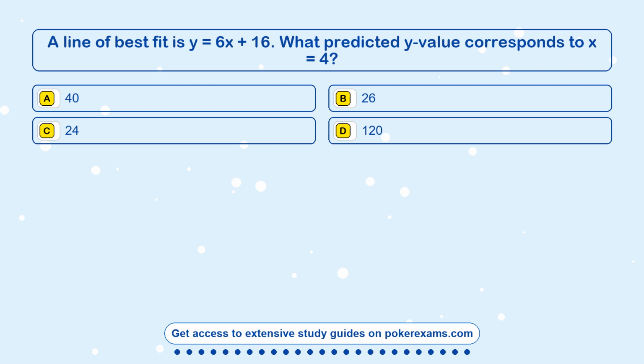Question 25. A line of best fit is y = 6x + 16. What predicted y-value corresponds to x = 4? Option A, 40. Option B, 26. Option C, 24. Option D, 120.